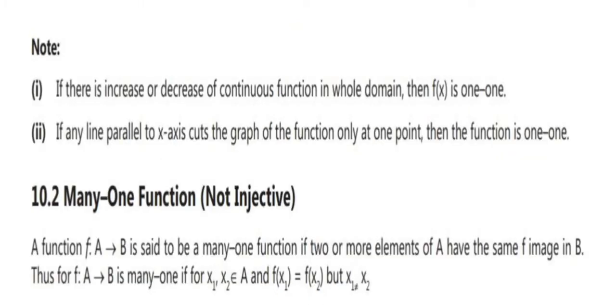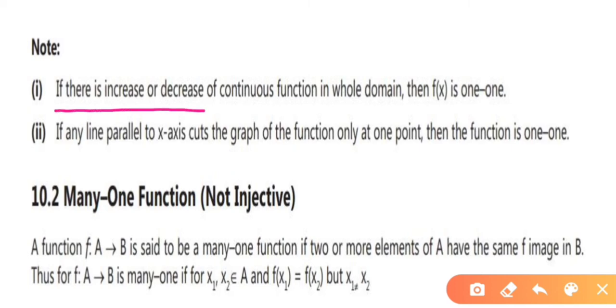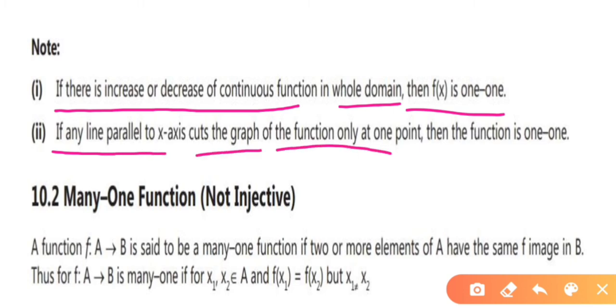Next we move to a note. If there is increase or decrease of a continuous function in whole domain, then f of x is one-one. Second, if any line parallel to the x-axis cuts the graph of a function only at one point, then the function is also one-one.